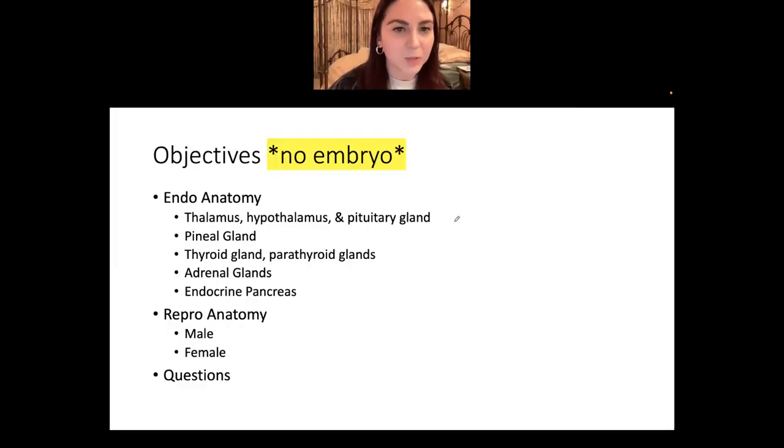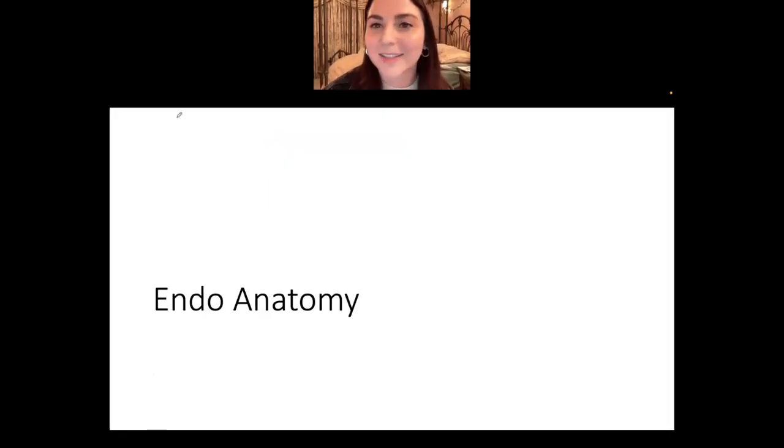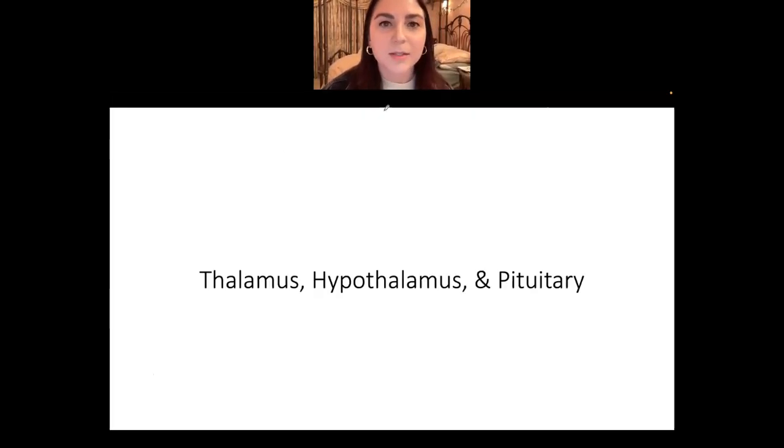But this is pretty much all the anatomy I'm covering today, and I threw in some path here and there when I thought it was relevant to the anatomy. Sorry, I feel like WebEx updated and now I feel like one of those professors that doesn't know how to use technology. Okay, so to start off with the thalamus, hypothalamus, and pituitary gland.